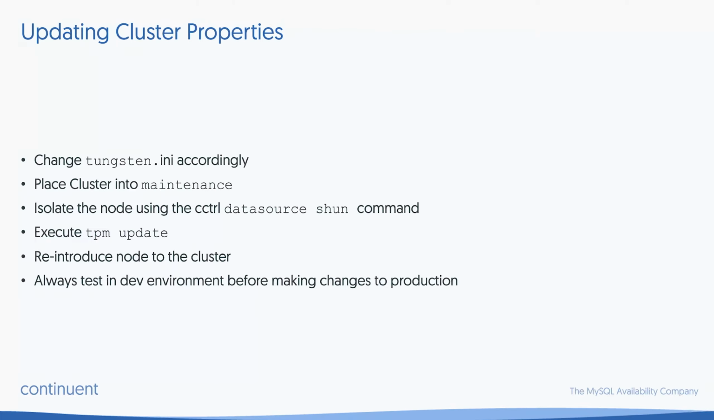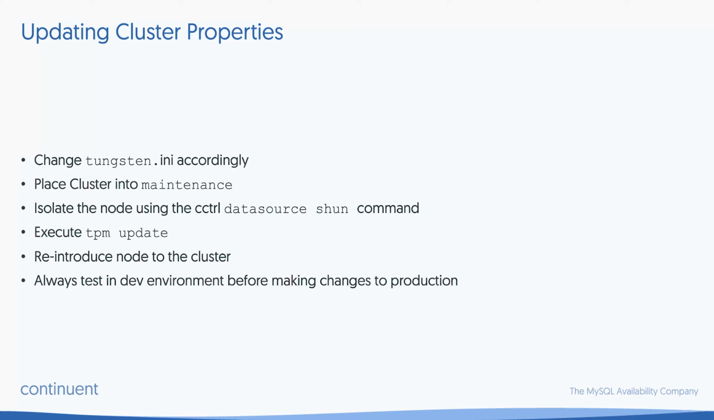The next step is updating cluster properties. When making changes, the first step is to update the tungsten.ini file as needed based on your requirements. Next, you place the cluster into maintenance mode to ensure a safe operating state while making changes. Then isolate the specific node by running the cctrl datasource shun command. This prevents it from participating in cluster activity during the update. Once isolated, execute the tpm update command to apply your changes. After the update is complete, reintroduce the node back into the cluster to resume normal operations.